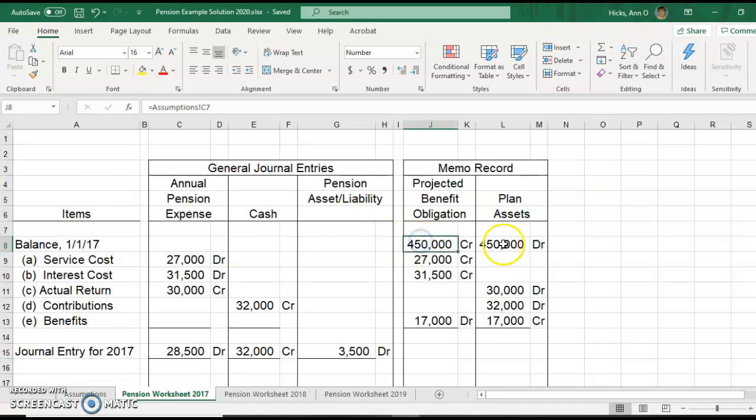January 1, 2017, we're in that rare situation in which the PBO and the plan assets are equal, so there is no need for a pension asset or liability on our company books. Okay, so let's calculate our pension expense.